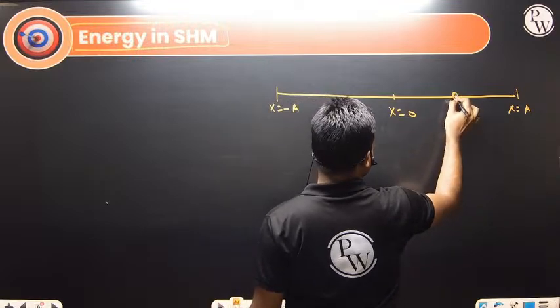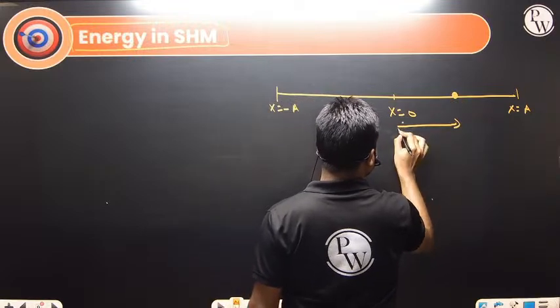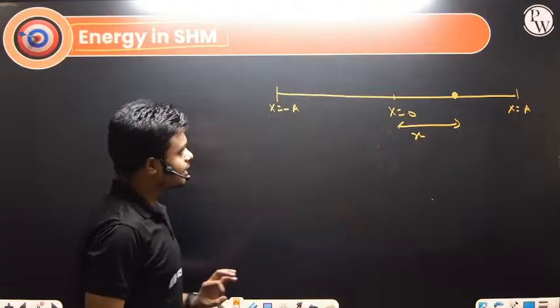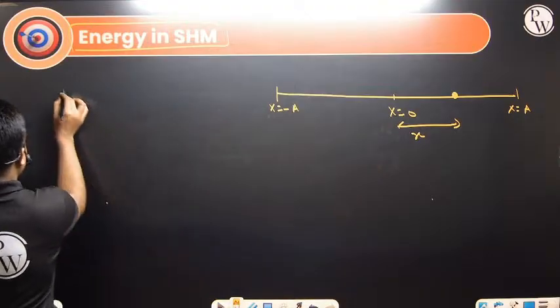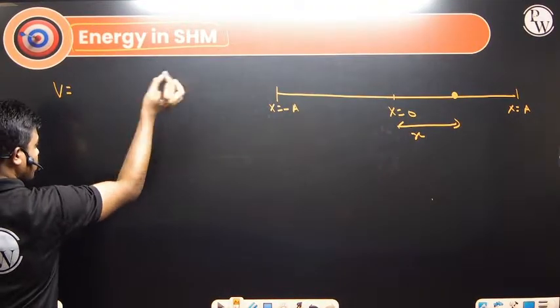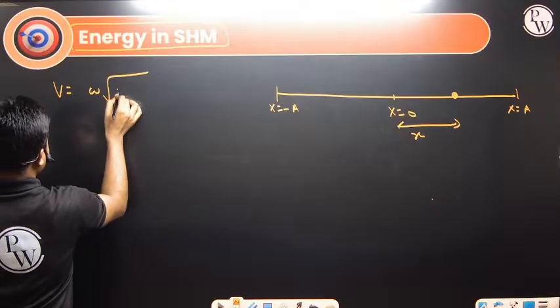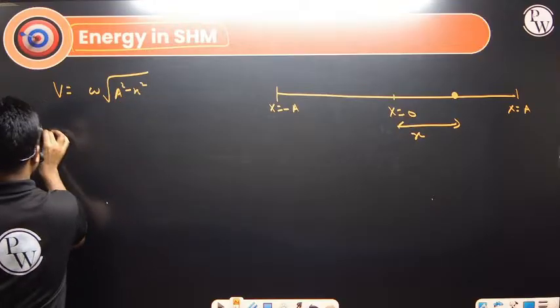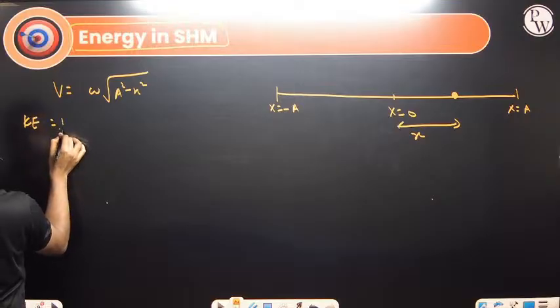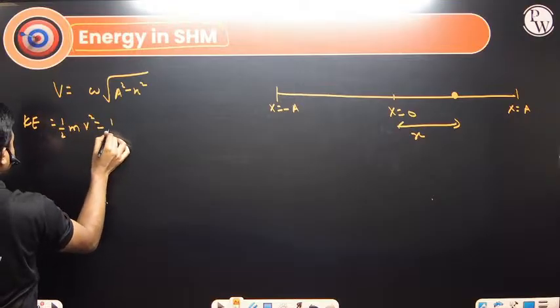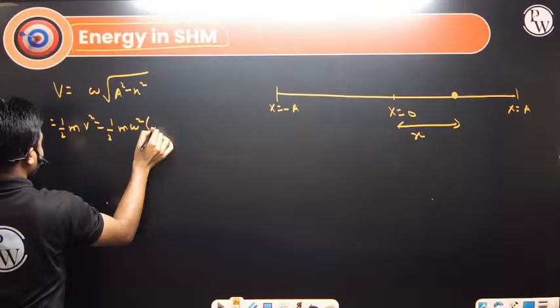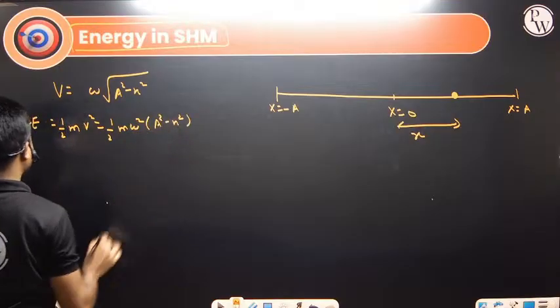So let's say the particle is at this particular point. How much distance from here? That is x distance from here. So the particle at that point is at distance x. The velocity of the particle is given by omega under root a square minus x square. If they are asking kinetic energy, it will be given by half m v square, so half m omega square, a square minus x square.